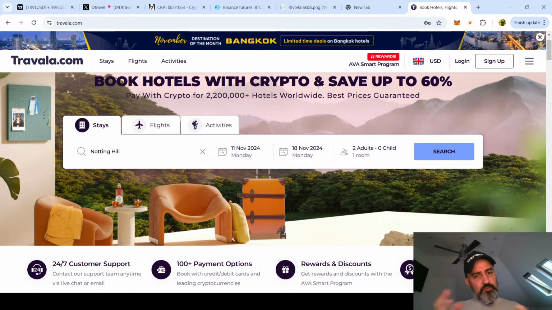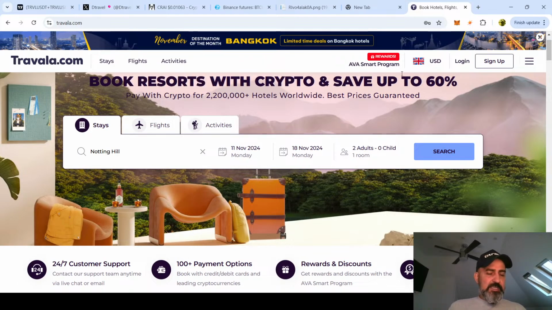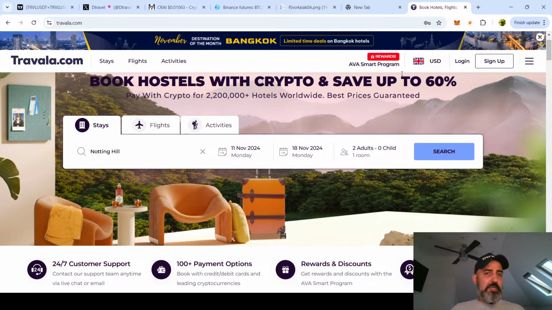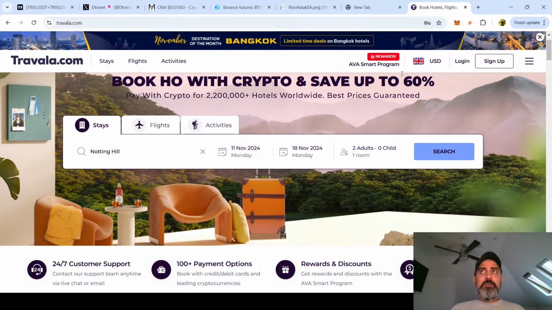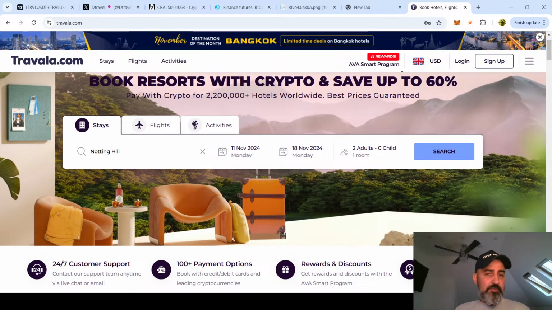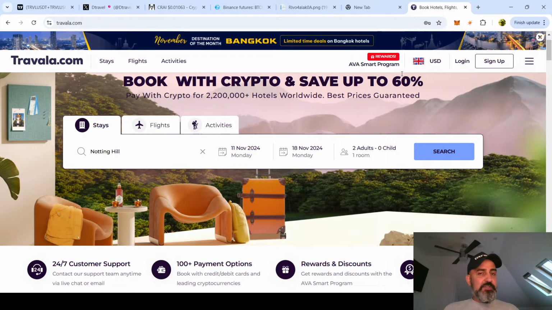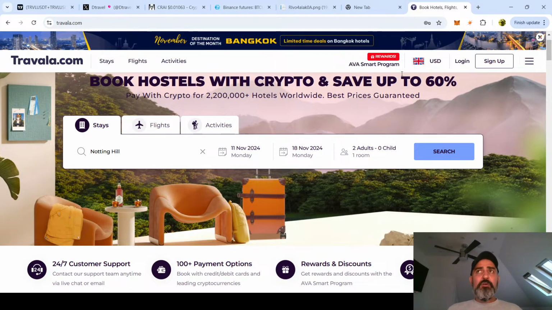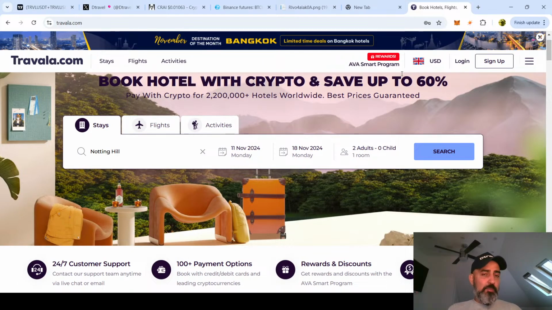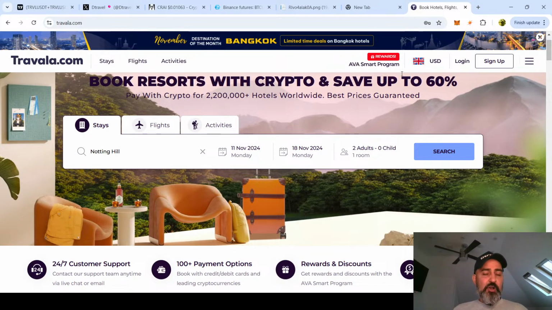All right, so there is a crossover, but Dtravel for all intents and purposes is completely independent, because the concept of Dtravel is that it is a DAO. The TRVL token will give holders governance of the DAO, and TRVL holders will directly benefit from the increase in value of the DAO and of the application. That's got nothing to do with Travala.